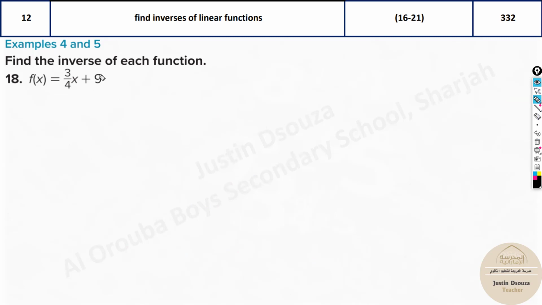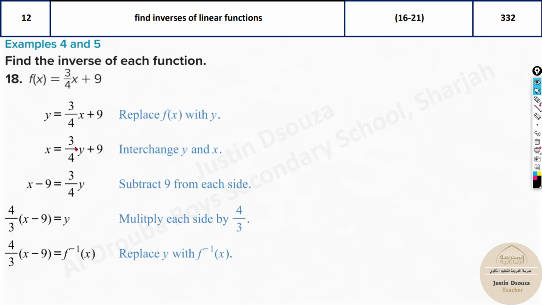Same thing. It's up to you. If you can't do the direct method, just use the substitution. See over here, substitution: change this. First f of x becomes y. Now swap these two. Y becomes x, x becomes y.